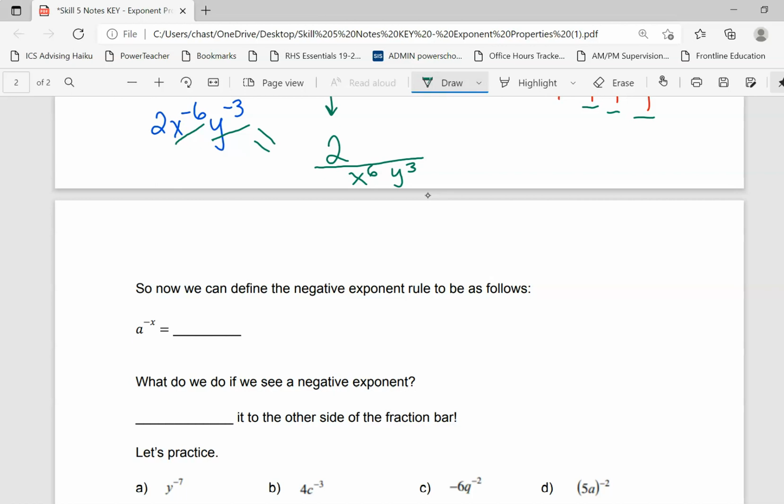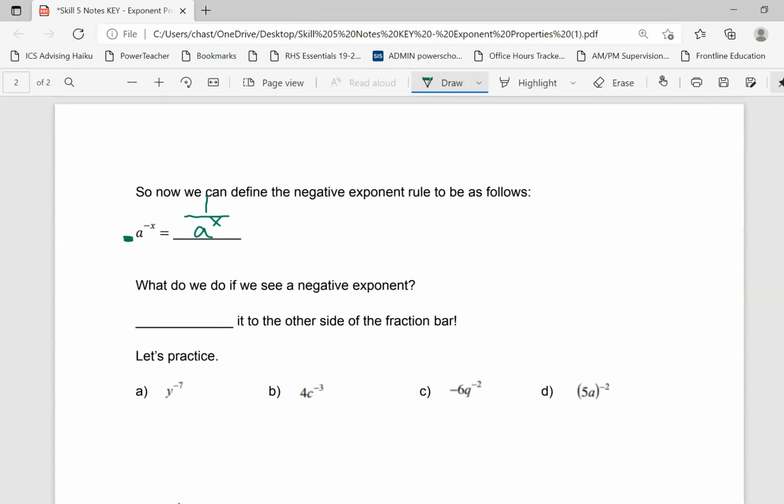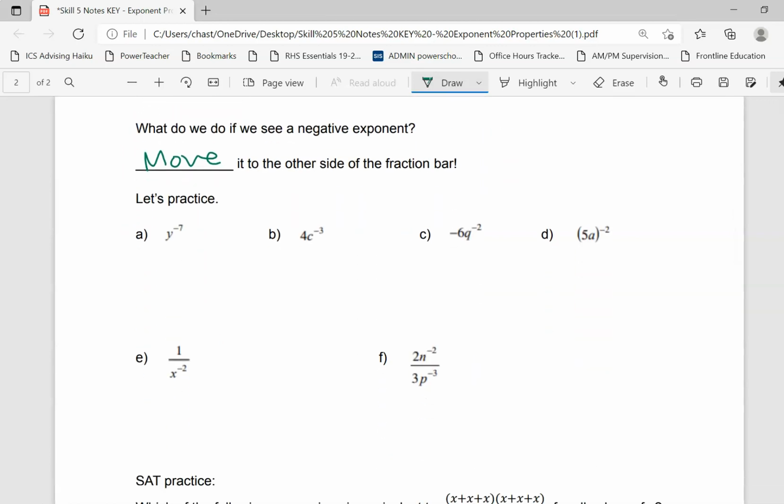So now we could define a negative exponent. If you have a to the negative x, well, you need a fraction bar. You'll write a to the positive x. And since I didn't have a number other than 1 being multiplied to this, we just put 1 on top. So what do we do if we see a negative exponent? The easiest way I can think of to deal with it is to move it to the other side of the fraction bar. Okay, so let's practice that.